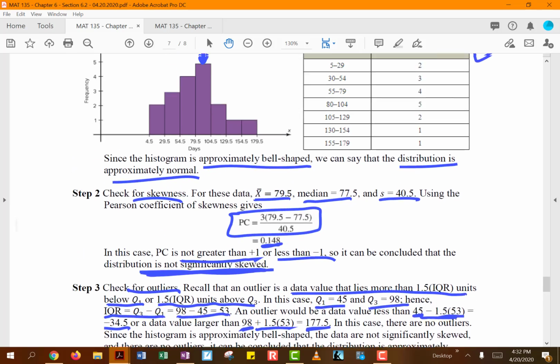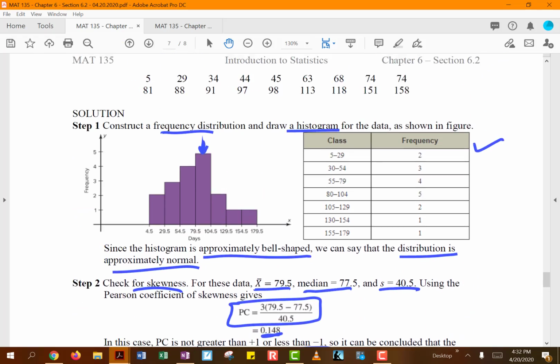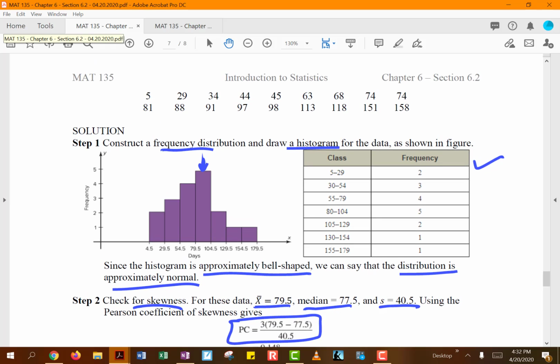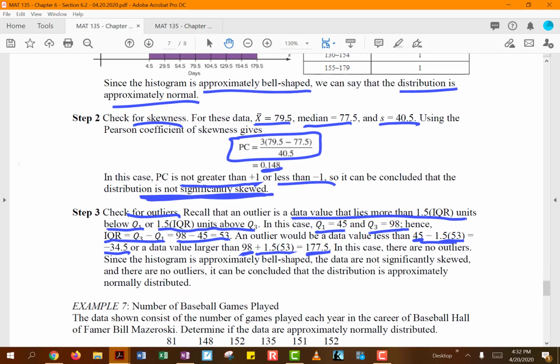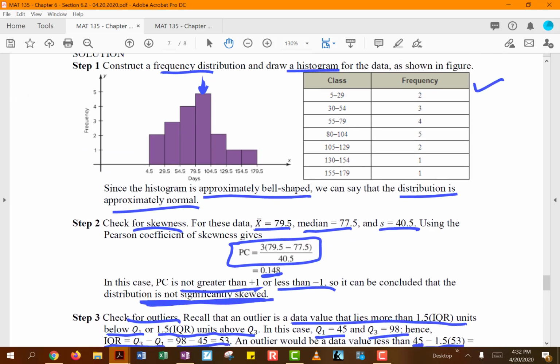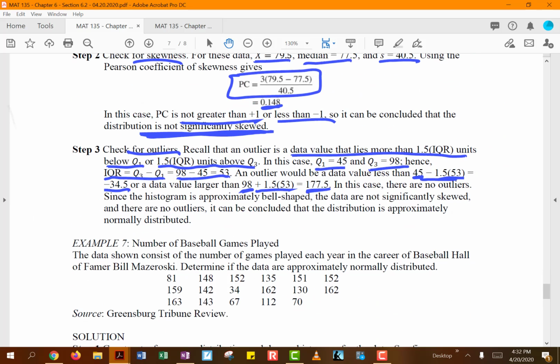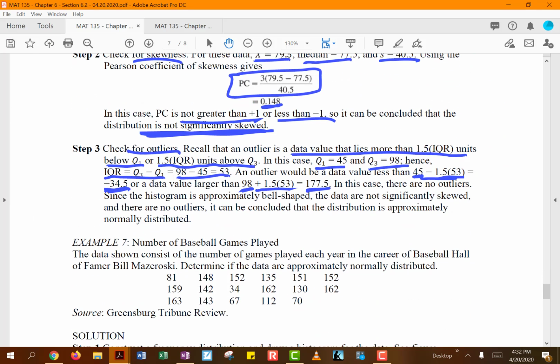So if you just look at your class range over here, or you can go back to your data values right here at the top of the page, we are staying within negative 34.5 and 177.5, because our smallest value is positive 5 and our largest value is positive 158. So we are staying well within these numbers. So obviously in this case we have no outliers.